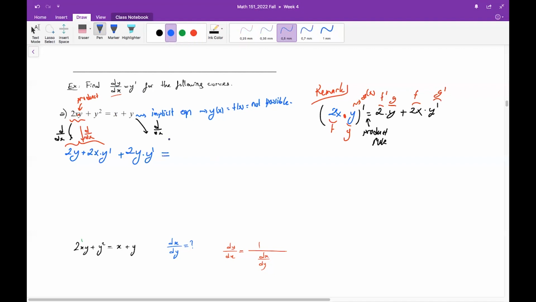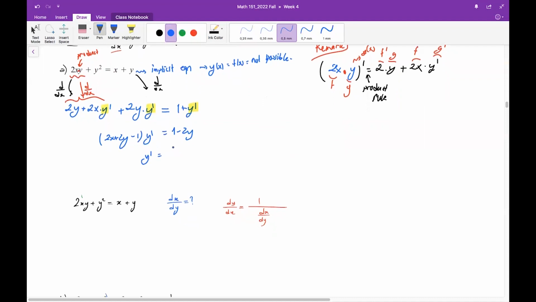Then, on the right-hand side of the equation, what do we have? We have 1, which is the derivative of x, plus y prime, the derivative of the function y. Now, our aim is to solve this equation in terms of y prime because we search for the first derivative of the function, remember? So we will solve for it now. Just take all the terms depending on y prime on the left, so 2x, 2y minus 1, and the rest will be moved to the right side, so 1 minus 2y. And from here, you can easily solve for y prime as this ratio.